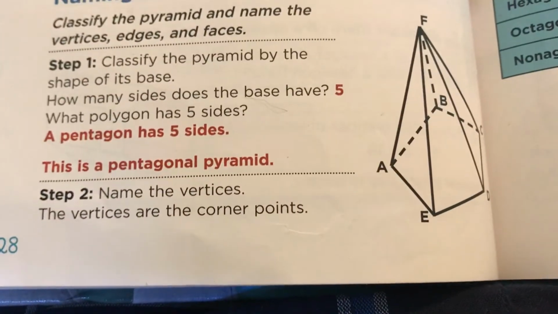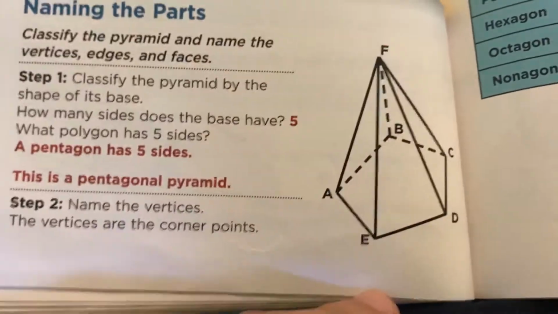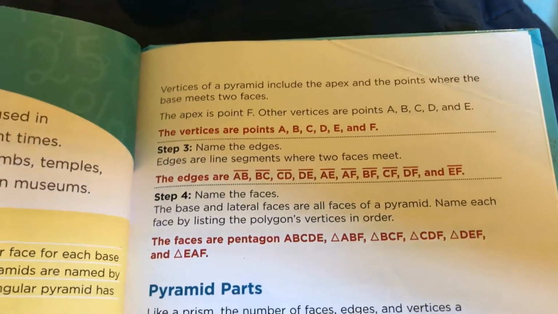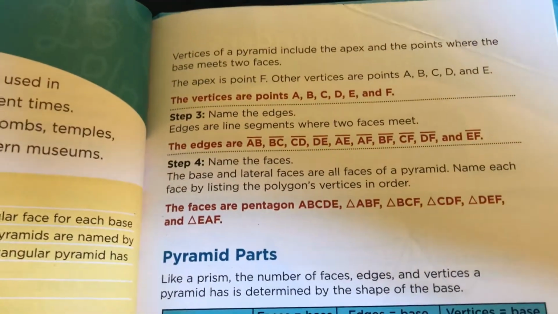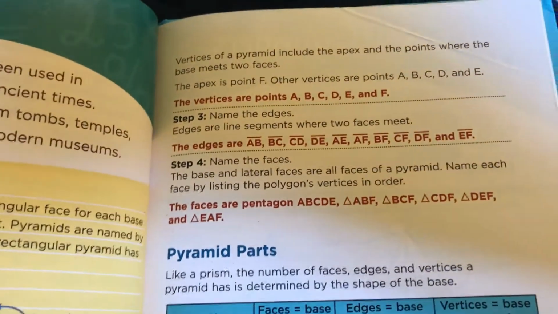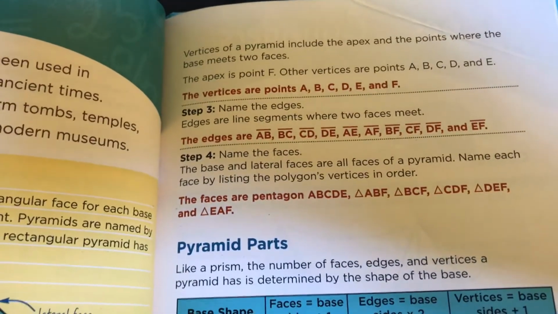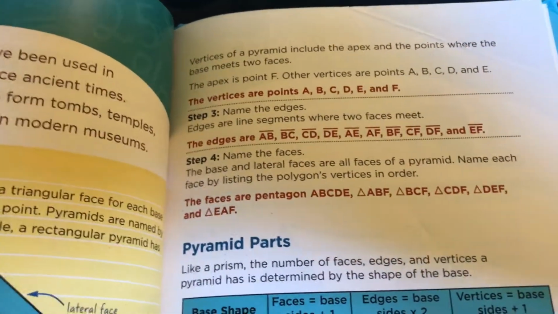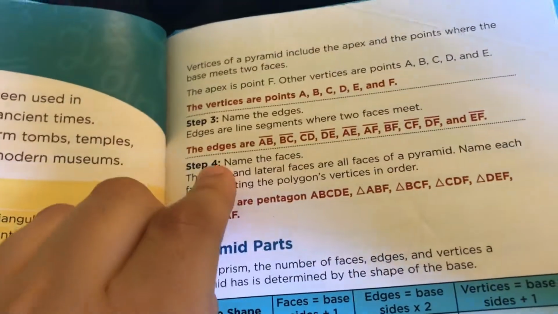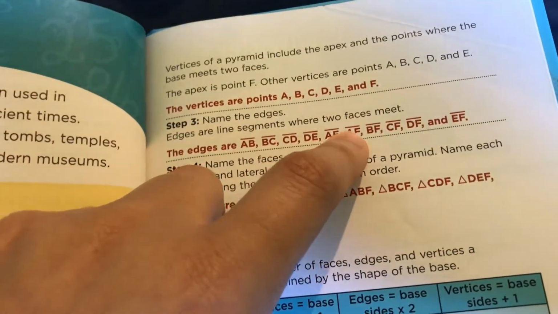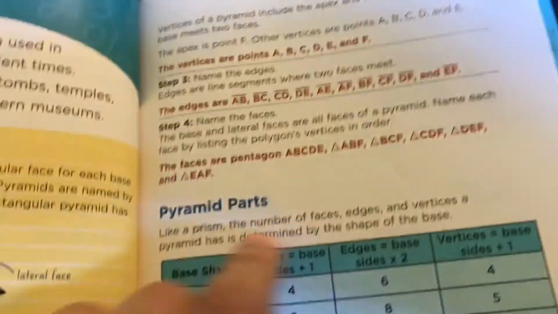Step 2: name the vertices. The vertices are the corner points. Okay? The vertices of a pyramid include the apex and the points where the base meets two faces. The apex is point F. Other vertices are points A, B, C, D, and E. The vertices are points A, B, C, D, E, and F. Step 3: name the edges. Edges are the line segments where two faces meet. The edges are AB, BC, CD, DE, AE, AF, BF, CF, DF, and EF.